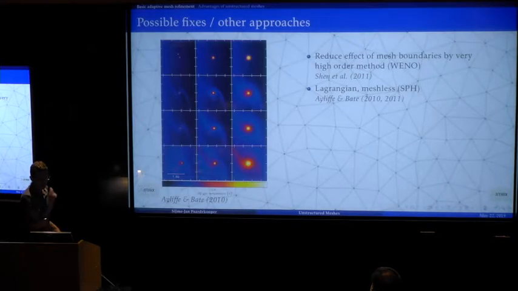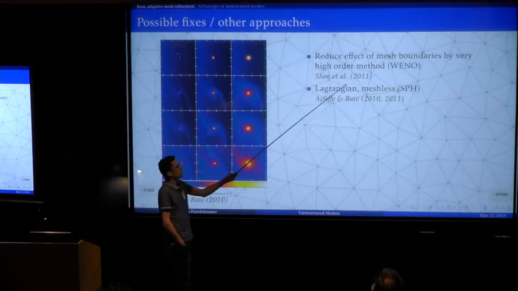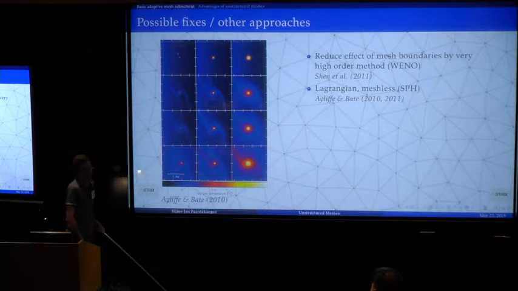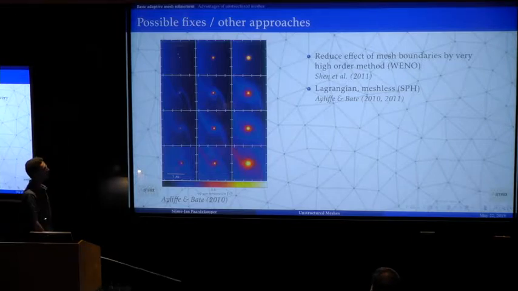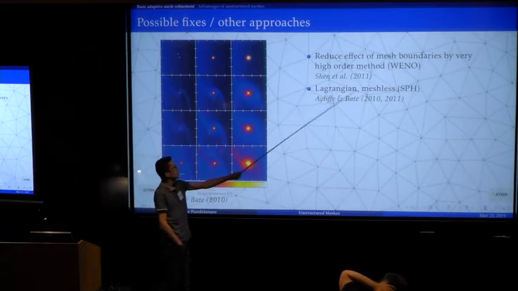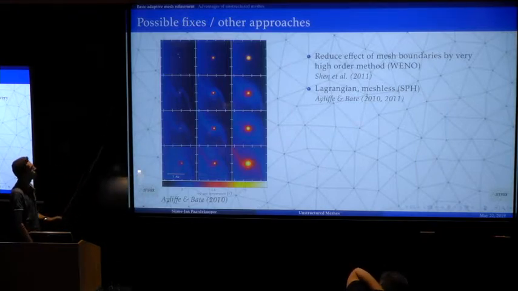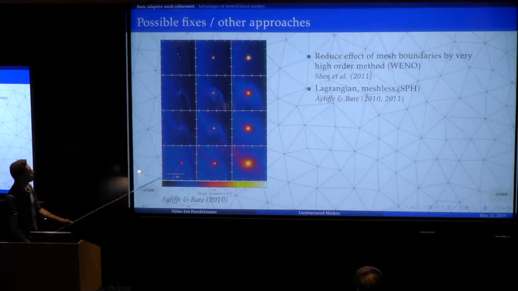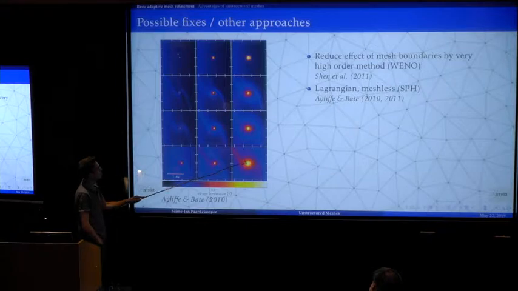But there are ways around this. So one way, especially for this last problem I mentioned, is to make the method we're using to solve the equations high enough order so that this is not a problem anymore. Another way is, well, let's get rid of the mesh altogether. Let's do SPH, and this is an example of a simulation by Ben Aliff and Matthew Bate in 2010, where they did a local SPH simulation where they actually resolved the core of a giant planet.